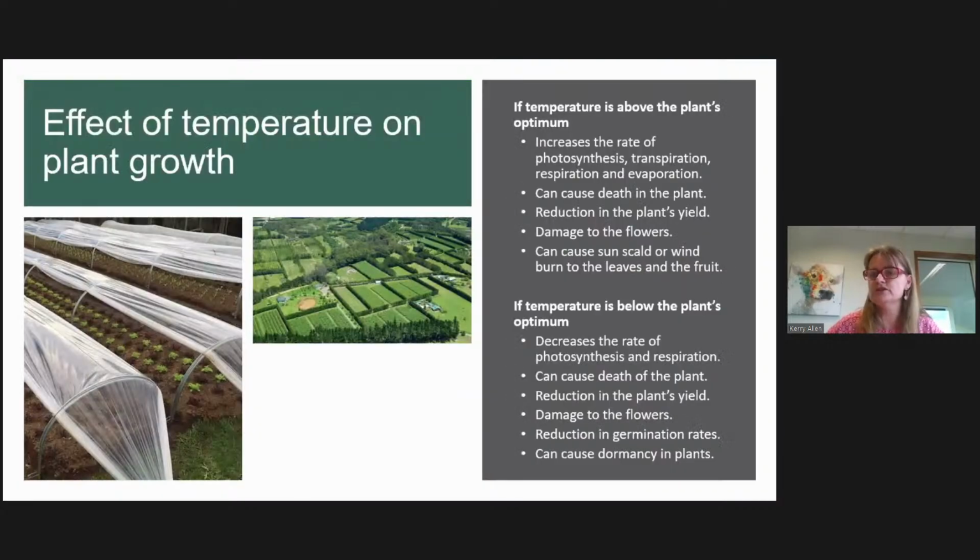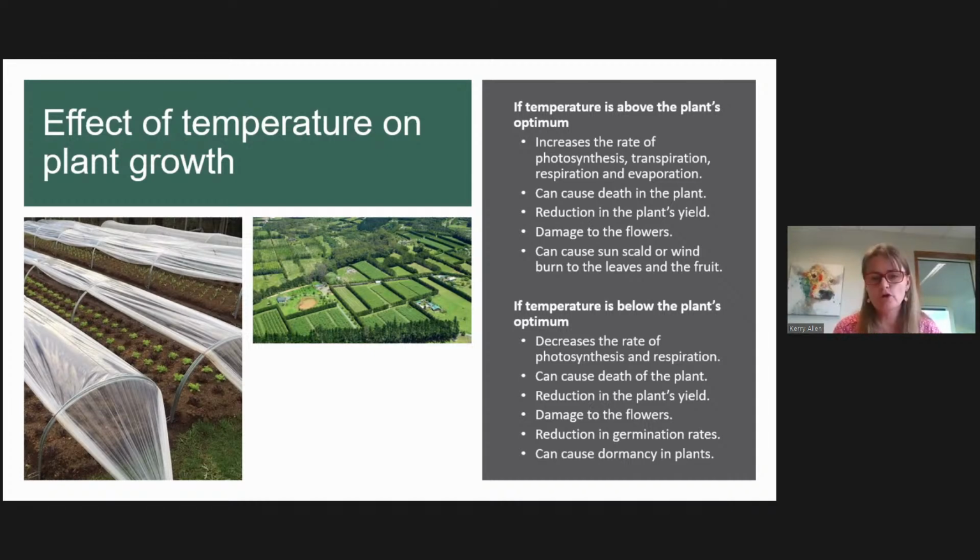Okay, so the effect of temperature. This is whether it's above the optimum or below the optimum. I haven't covered the optimum because you should get all the things happening that you want to happen. But if it's above the plant's optimum, it will increase the rate of photosynthesis, transpiration, respiration, and evaporation. However, if the temperature is too high, it may cause death, or it may reduce the plant's yield because it's over capacitating for that high temperature. It can cause damage to the flowers by scalding, and also sunburn or windburn from those high temperatures.